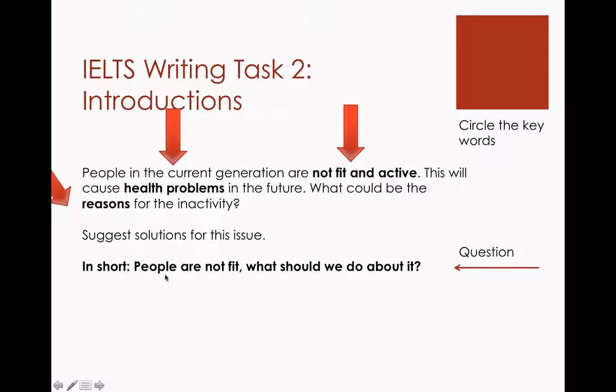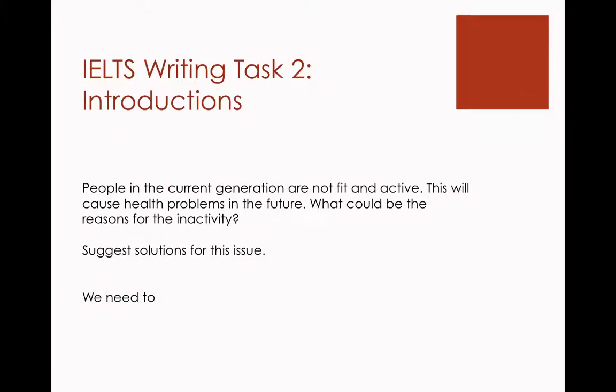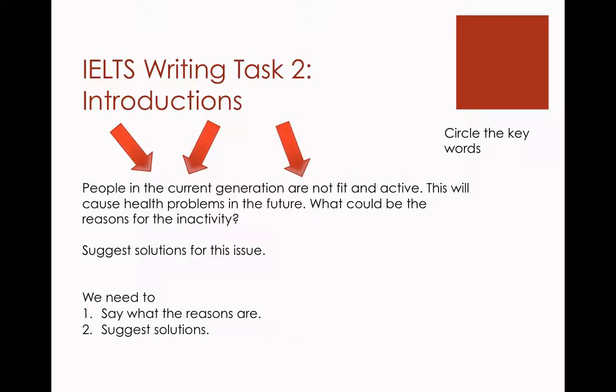So in short, this question is saying, people are not fit. What should we do about it? So explain this and explain this. That's the essay right there. So let's circle the key words here. People in the current generation are not fit and active. So we need to say what the reasons are, and we need to suggest solutions. Those are the two things we have to do. Reasons and solutions.